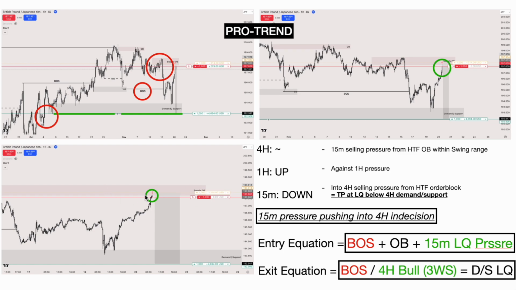We have that 15-minute pressure pushing into that 4 hour pressure. The 1 hour is indecisive. So we're really looking at this institutional zone, this imbalance, this order flow, as opposed to price action, so that we can get these entries and roll with the structure, catch these trends, and take profit at this liquidity below the 4 hour demand support zone. Okay, so we don't have a result, but if I remember correctly, price swept this liquidity and then continued upwards to go with the bullish pressure.